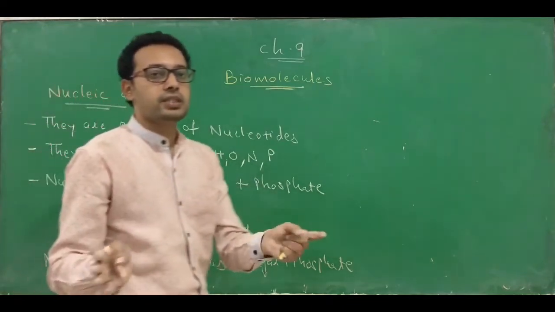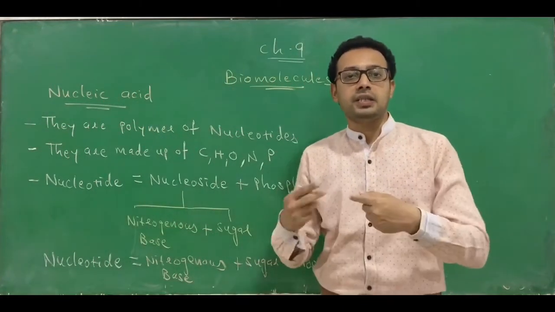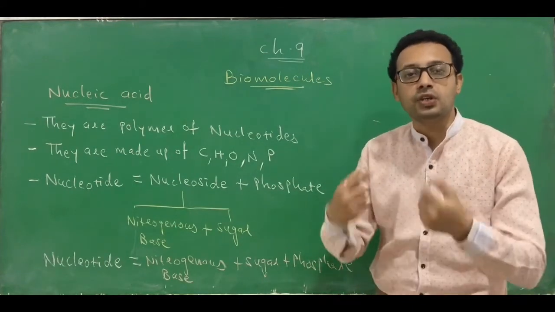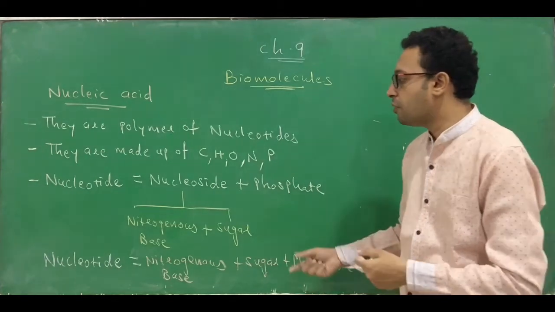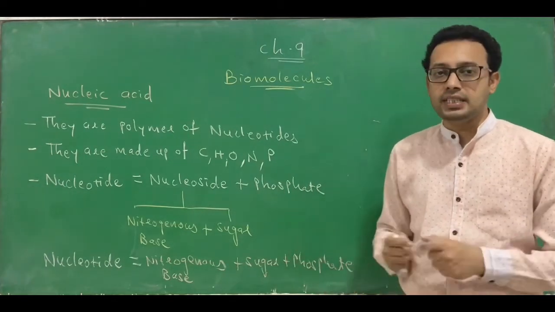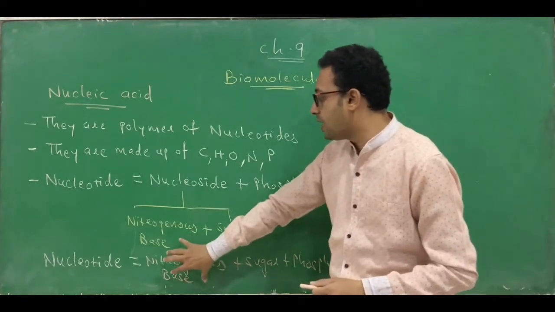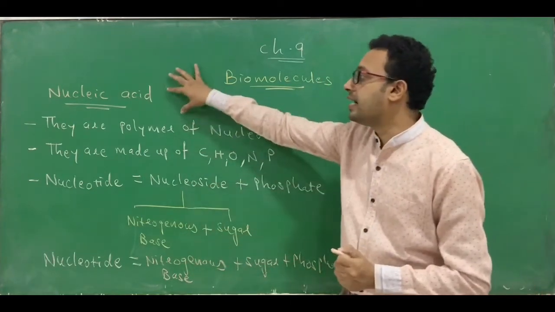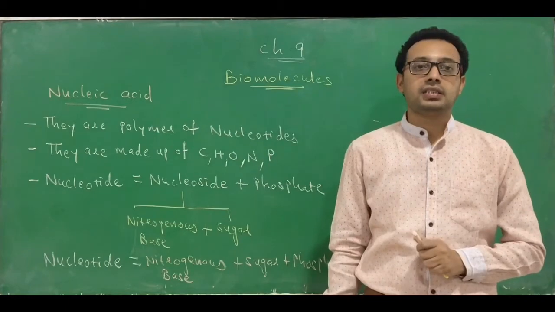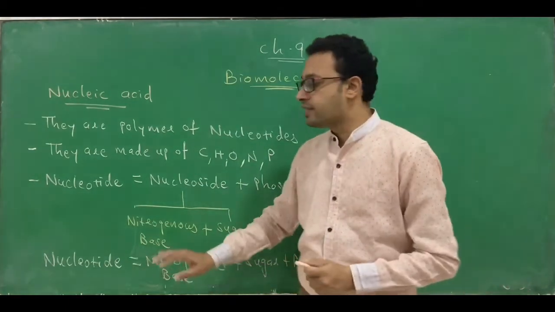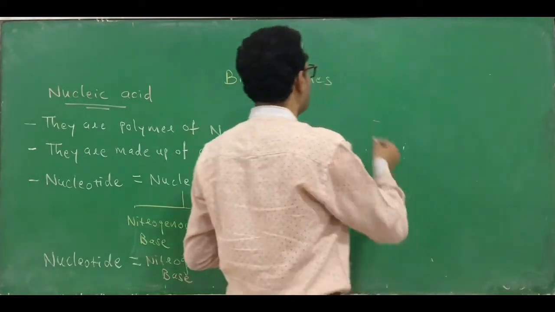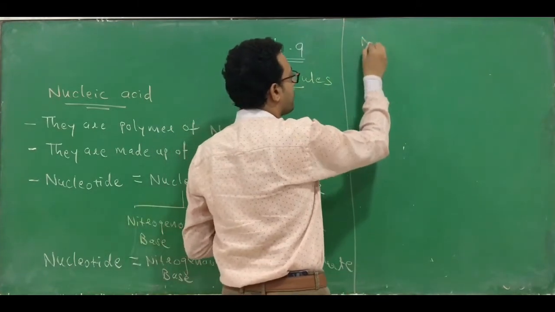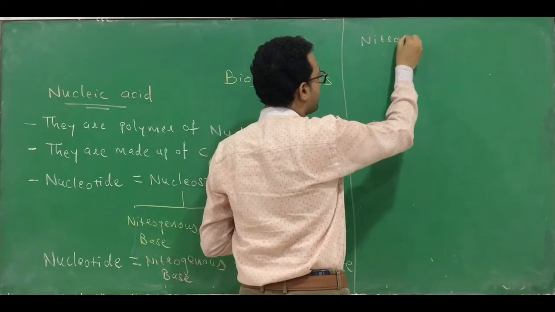Phosphate is very easy to understand, it's a P, or it is present in the form of phosphoric acid, H3PO4, or the phosphate ion, but that is very easy. Here the main question is what the nitrogenous bases and sugars are that you can find in the structure of nucleic acid. So first we start with the nitrogenous bases.